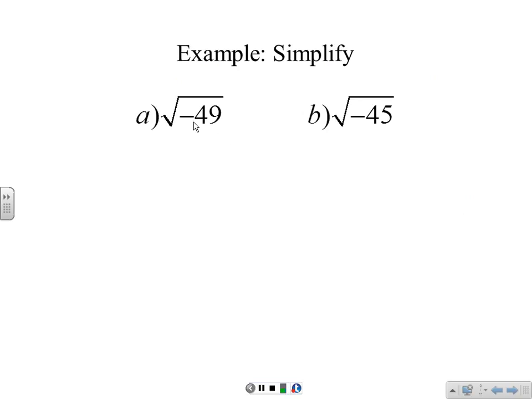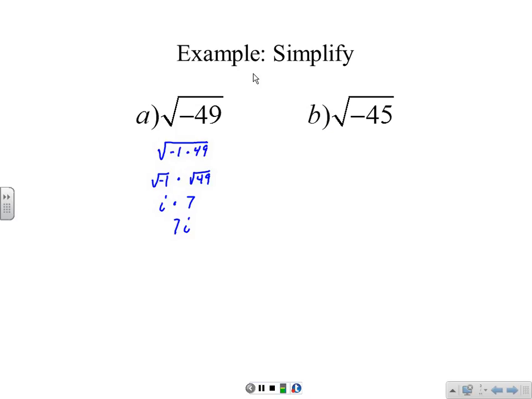So, for example, what if we're asked to take the square root of negative 49? Well, you know that you're not going to get a real number, you're going to get an imaginary number, so there is going to be a variable of I in there somewhere. Well, just like in Chapter 5, we broke the square roots into products. Well, I can break this into negative 1 times 49. And so basically what I have is the square root of negative 1 times the square root of 49. And the square root of negative 1 is I, times the square root of 49 is 7, and so you get 7I.